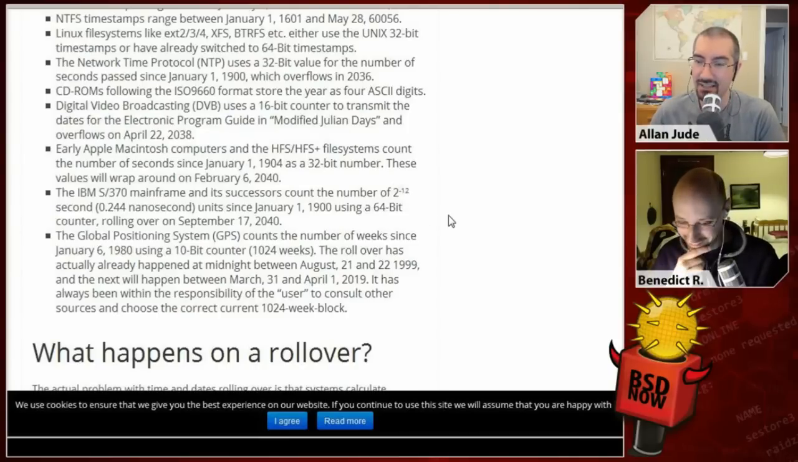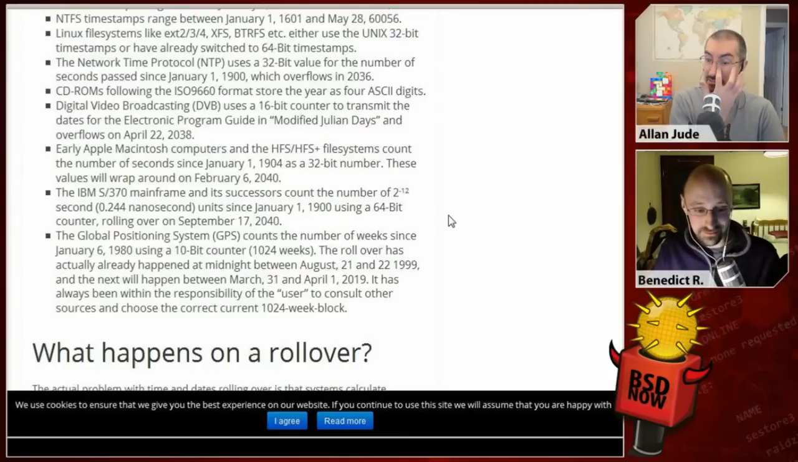Early Apple Macintosh computers that have the HFS or HFS Plus file system count the number of seconds since January 1st, 1904 as a 32-bit number, and those ones will wrap February 6th of 2040. I'm guessing they chose 1904 specifically to make it go until 2040 instead of 2038. I don't know. That one's special.